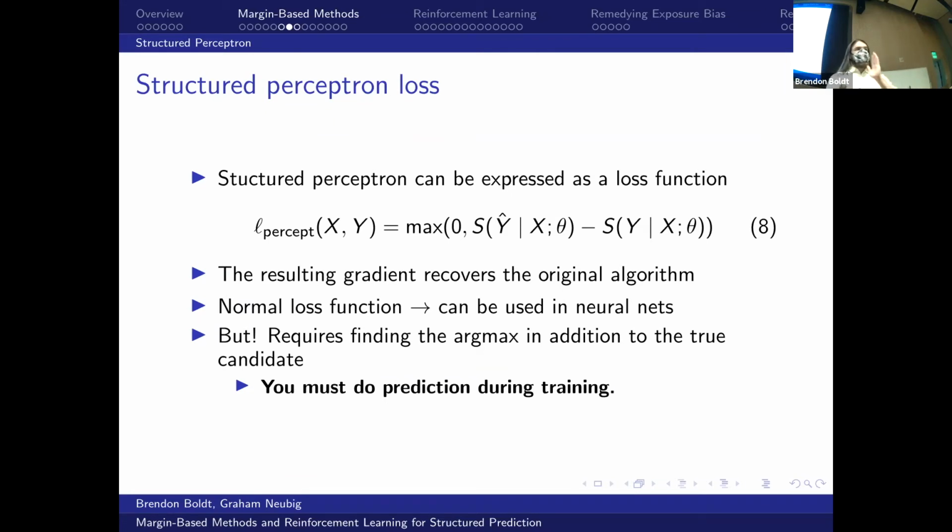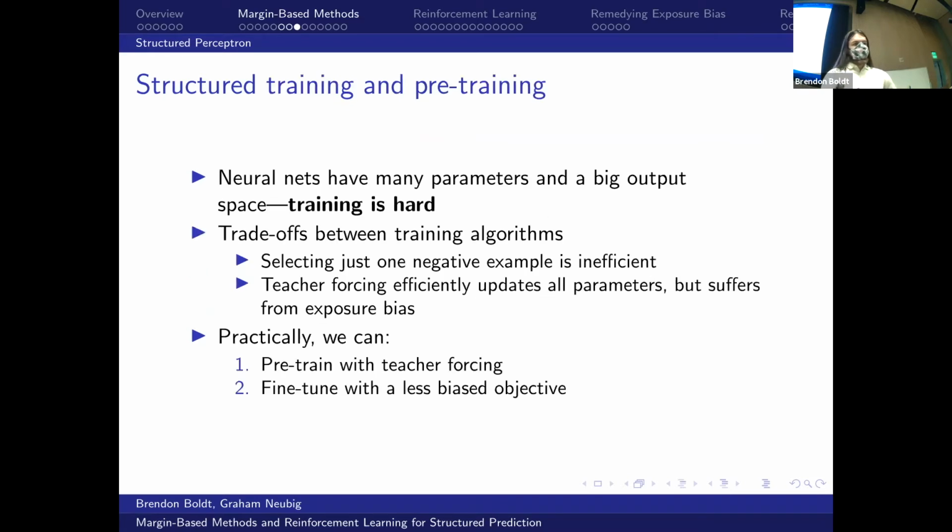But what isn't so nice about this is that you actually need to still go and find the argmax, and you still need to be able to calculate a score for the true candidate. This means that you have to do prediction. You have to be generating the sequence during training. As you know, neural networks have a lot of parameters, and they have a big output space. This means that you need a lot of information in your gradient and a lot of gradient updates to actually train these things properly.